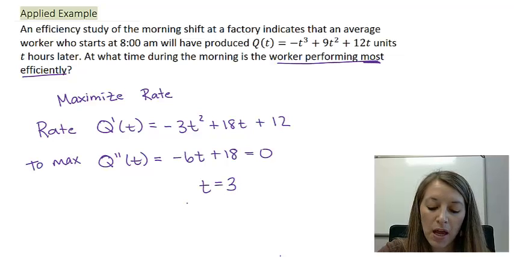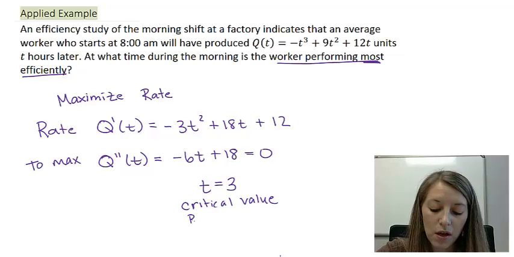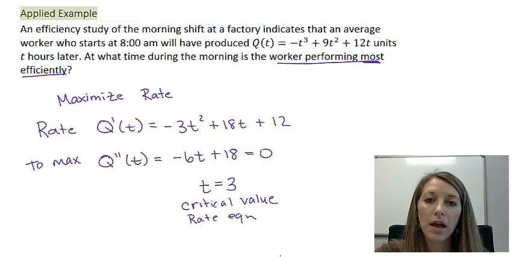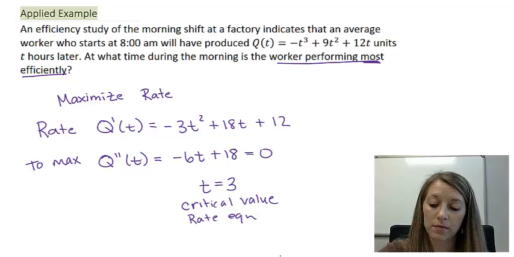So that is my critical value for the rate equation. Okay, now I have a critical value, but I don't know if my critical value is the maximum or the minimum or even if it's a plateau at this point. So we need to set this critical value on a number line.